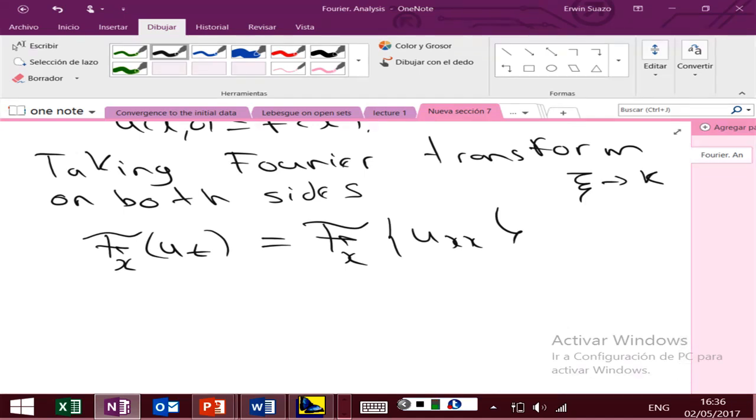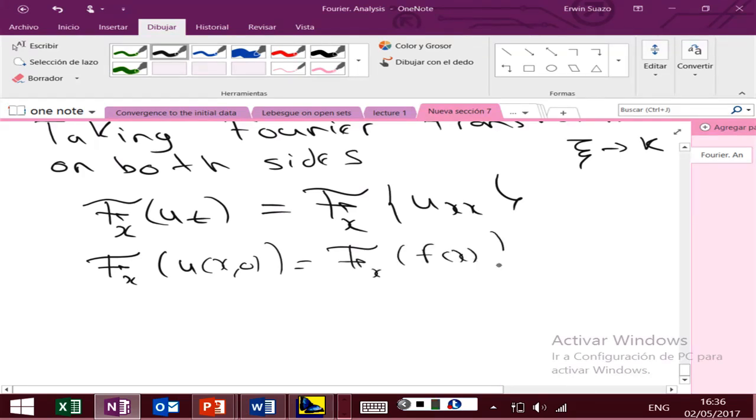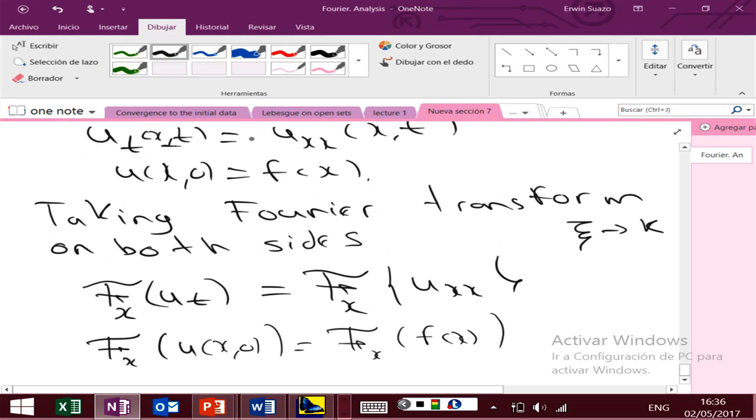So basically it's like you choose a frequency. You take the Fourier transform, and then you take the Fourier transform of the initial data, u(x,0), which is the Fourier transform of f(x). I just took the Fourier transform of everything here.